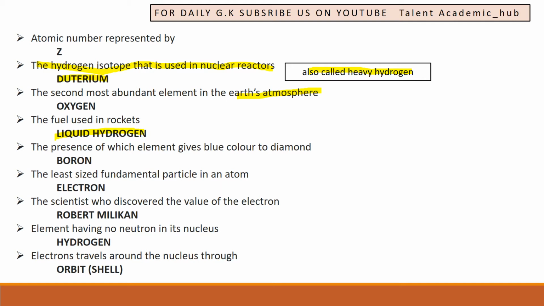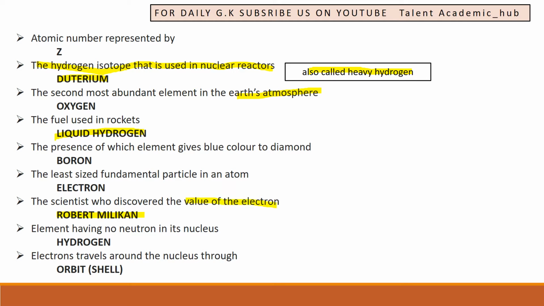The presence of which element gives blue color to diamond? It is boron. The least sized fundamental particle in an atom is the electron. The scientist who discovered the charge of the electron was Robert Millikan. Important question.